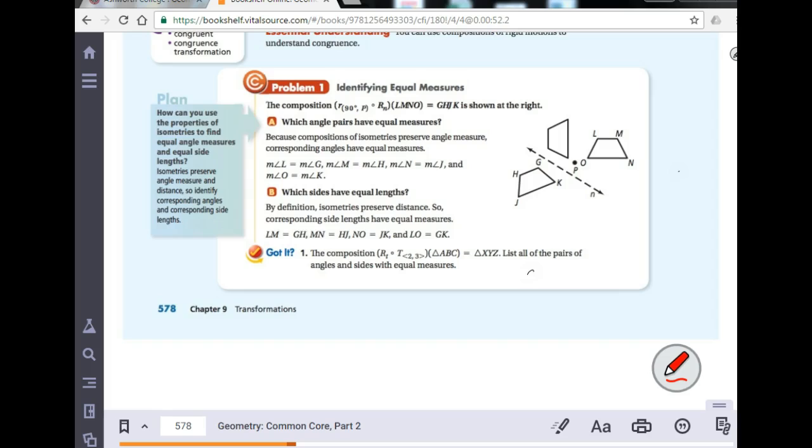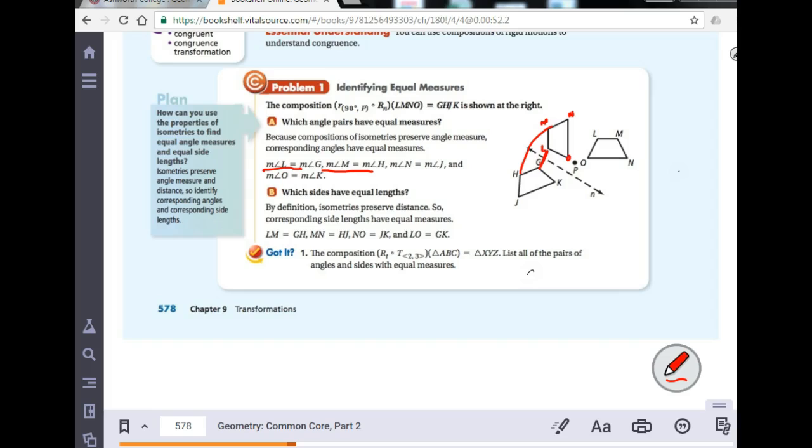So if I were to rotate this, that means that, of course, O would be here, L would be there, M would be there, and N would be there. So what they're trying to show you is that once you reflect it, L and G are going to match up with each other, which is what they're trying to say here. That M and H would match up. That's those two right there, and so on and so forth. So that's what they're trying to say.